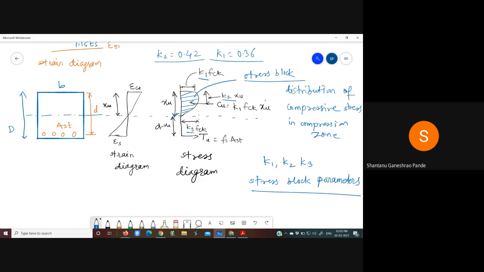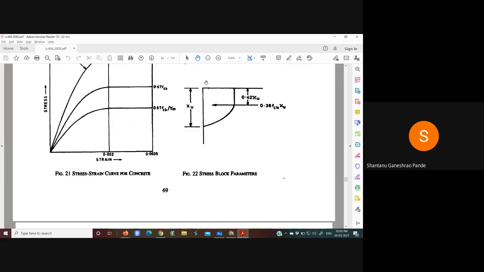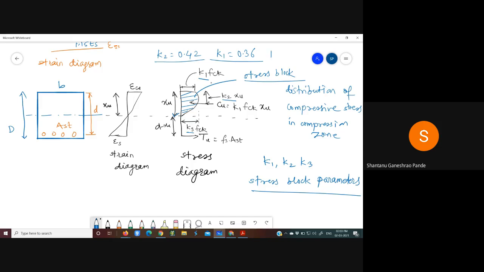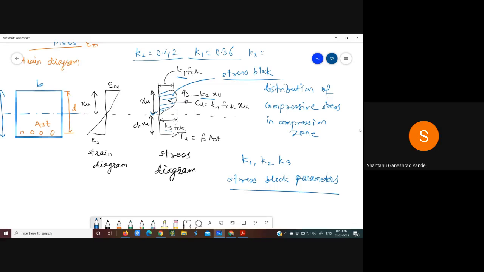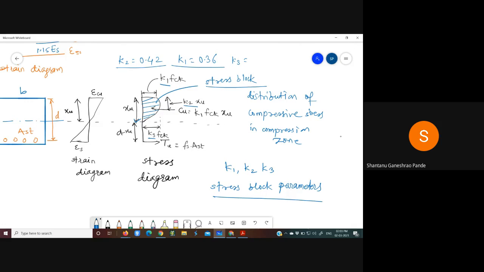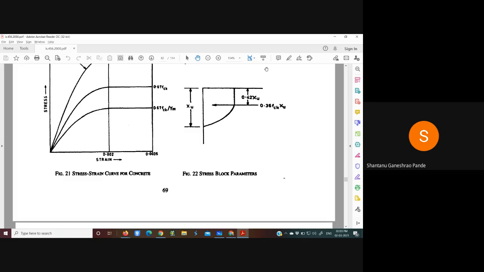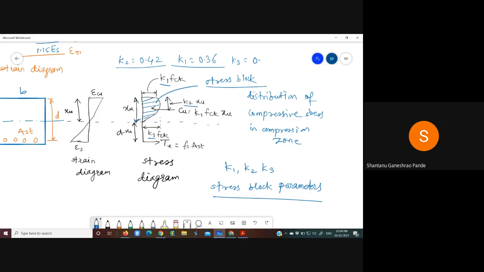Similarly, k3 can also be calculated, this particular distance. I will not go into the details of how to calculate that. If you appear for a conventional theory exam, there may be a question related to calculation of stress block parameters, very rarely. All the things are available in reference books, so I will directly share the values of these stress block parameters. K1 is 0.36, k2 is 0.42 and k3 is 0.45.